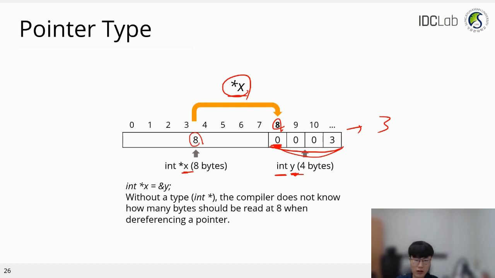So we need to provide how many bytes should be read when the pointer variable is dereferenced. And this is why we put this part before the pointer type. Without a type, like int star, the compiler does not know how many bytes should be read at 8 when dereferencing a pointer. So this integer keyword is necessary.